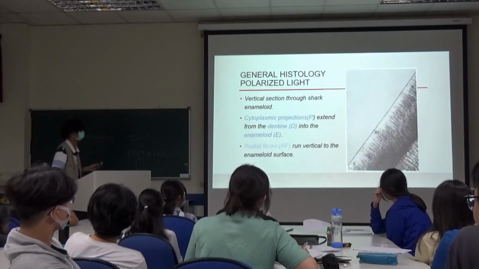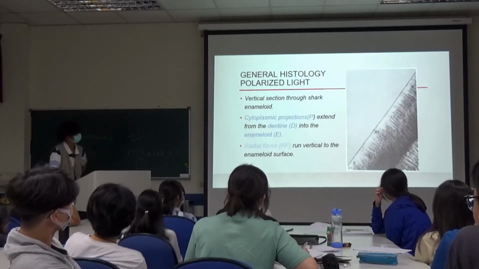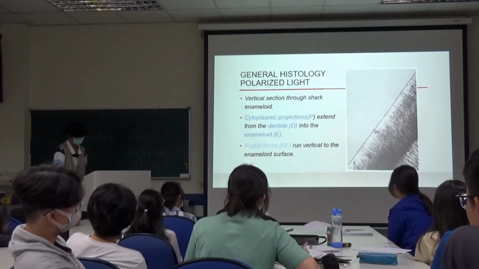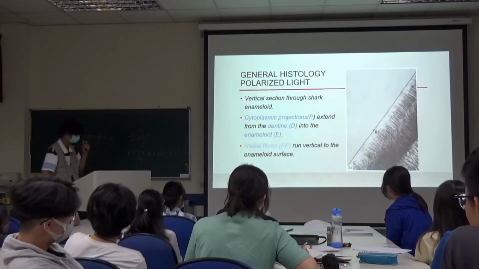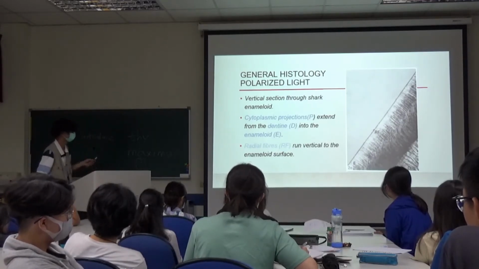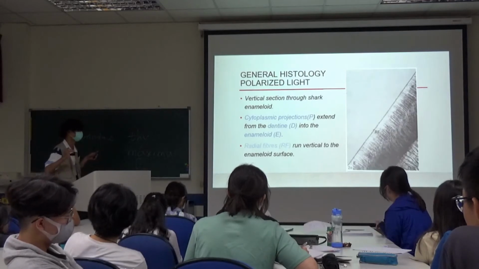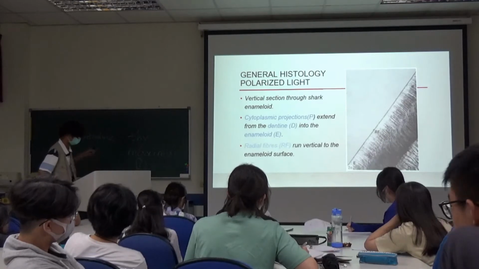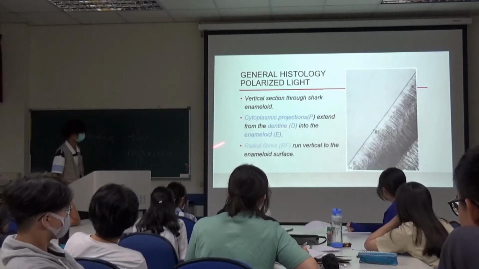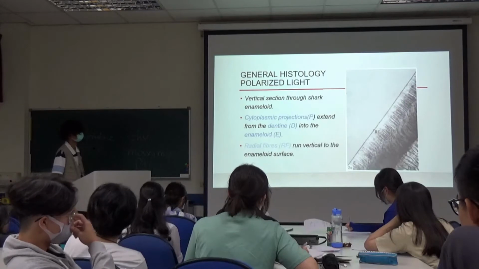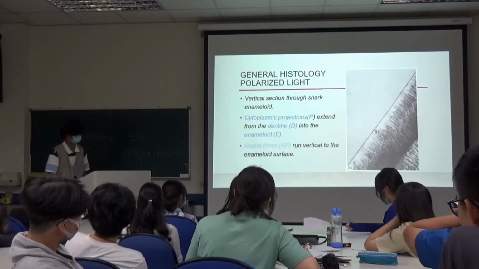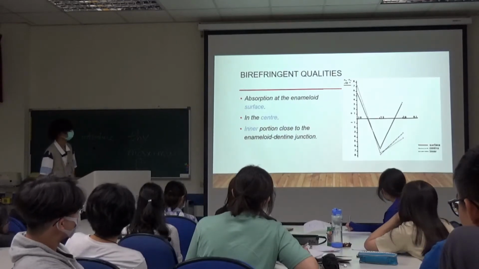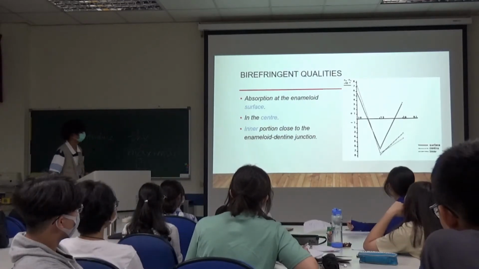And this is the result of polarized light. The cytoplasmic projection is like your dentin is still alive while your enamel is dead. So the projection will extend from the dentin to the enameloid, and this is crucial. Like its radial fibers are vertical to the enameloid surface.